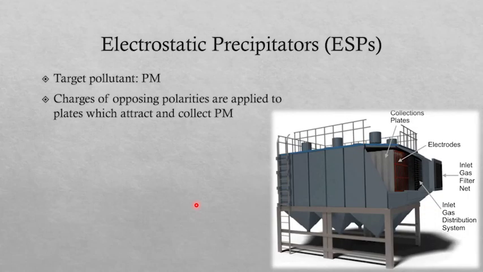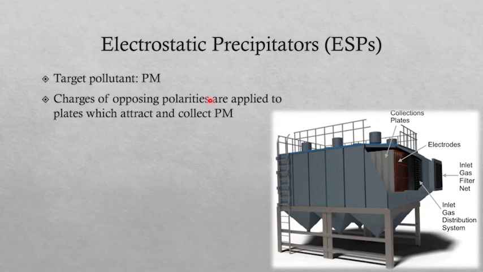Let's start with electrostatic precipitators or ESPs. The main purpose of an electrostatic precipitator is to gather particulate matter. That's why its target pollutant is particulate matter. Electrostatic precipitators are operated by applying charges of opposite polarities to plates which attract and collect particulate matter. Basically, particulate matter have surface charges, and by applying a charge on metal plates, we can rapidly precipitate particulate matter. If we will not be applying electrical charges, it would be very difficult for us to settle particulate matter. Some of them will never settle. That's why we have to apply electricity.